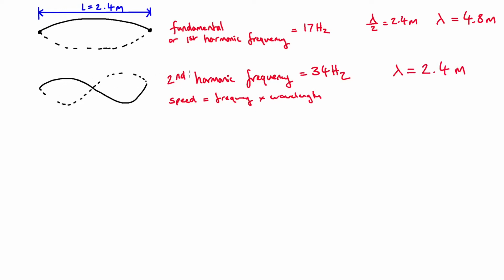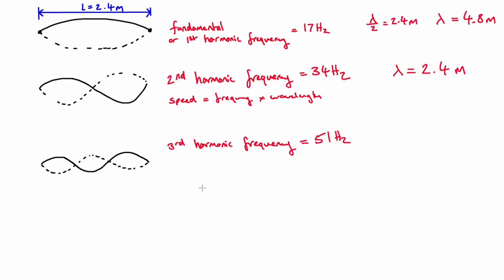So half a wavelength there is half the length of the string, which is 1.2. Double that, 2.4 meters. Again, as I increase the frequency above 34 Hertz, away from that resonant frequency, the pattern will disappear. But if we keep increasing the frequency further, eventually we get to a third harmonic frequency.